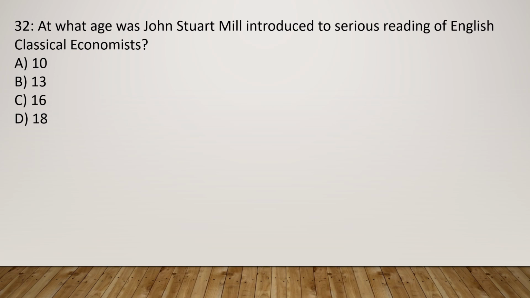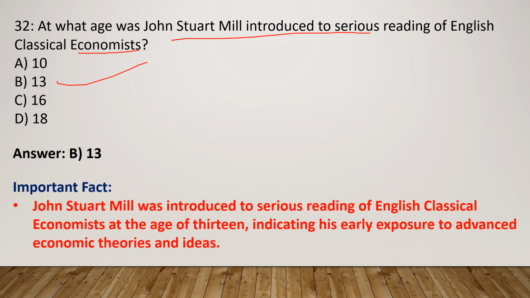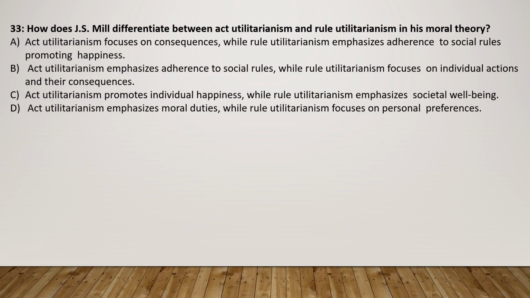At what age was John Stuart Mill introduced to serious reading of English classical economists? At the age of 13. John Stuart Mill was introduced to serious reading of English classical economists at the age of 13, indicating his early exposure to advanced economic theories and ideas.